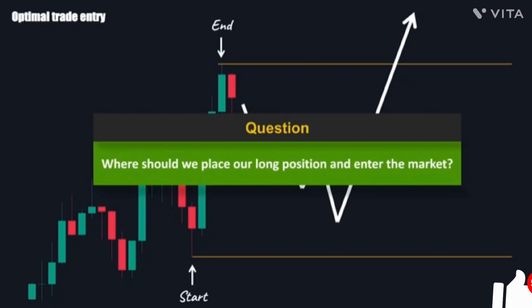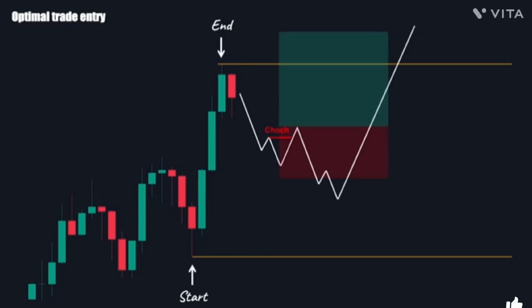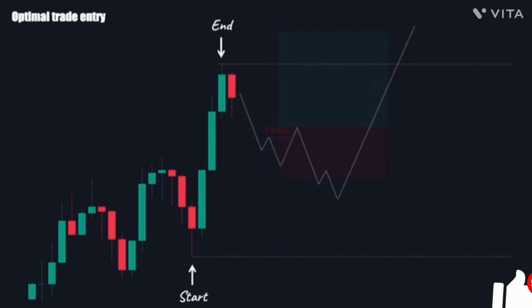Now, the big question is, where should we enter our long position? If we enter too early, the price might pull back deeper, stopping us even if our analysis was correct. But if we wait too long, the price could reverse before we enter, causing us to miss the trade. The key to trading with the trend is to pinpoint the end of the correction, the point where the next impulsive move begins. But how do we find it?